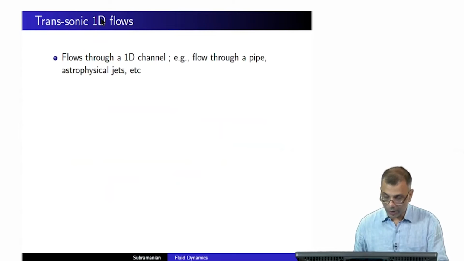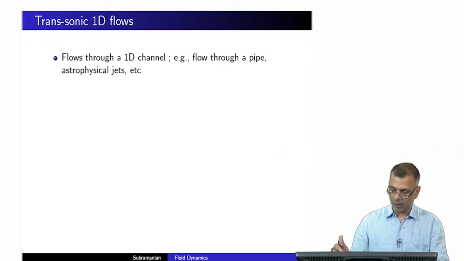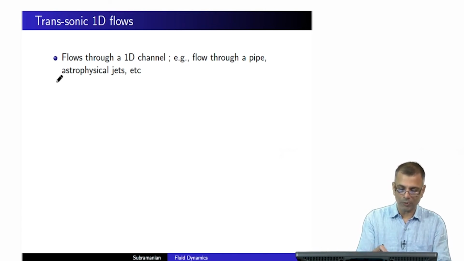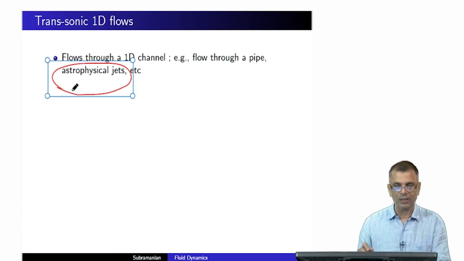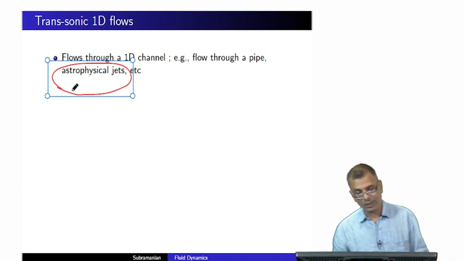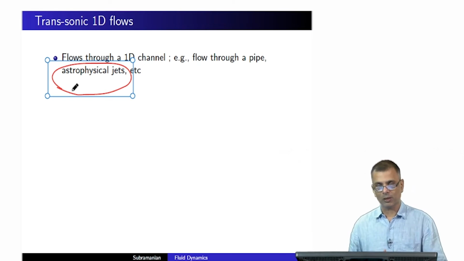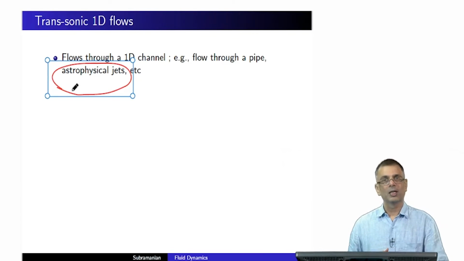So why are we discussing this in an astrophysical fluid dynamics class? Because transonic one-dimensional flows are of great importance in understanding things like astrophysical jets. But before talking about astrophysical jets, let us talk about an engineering application, because these things are much better established in the lab, and then we will go on and apply our understanding to astrophysical jets.